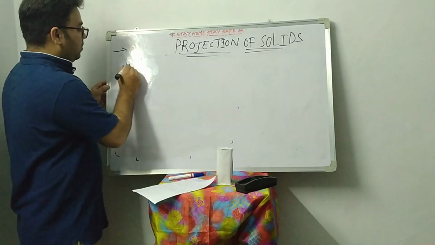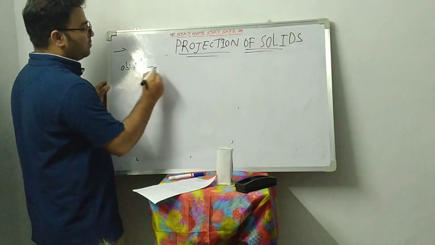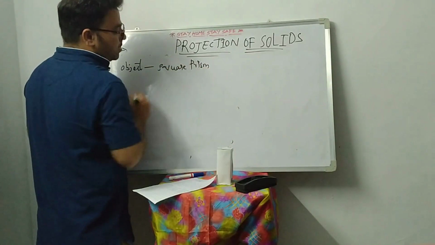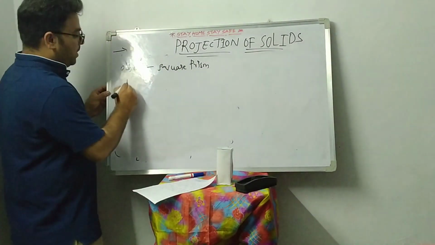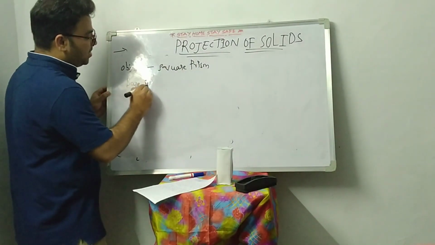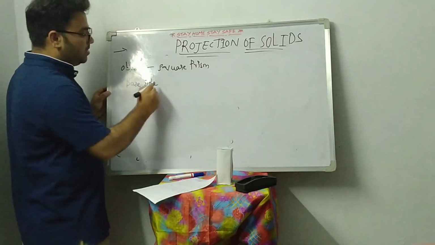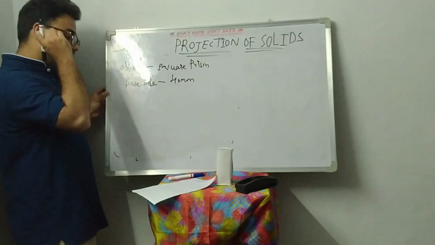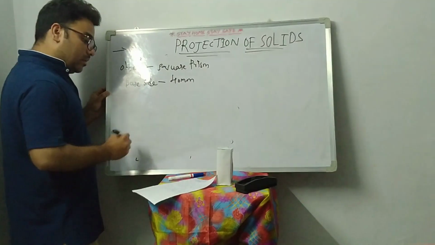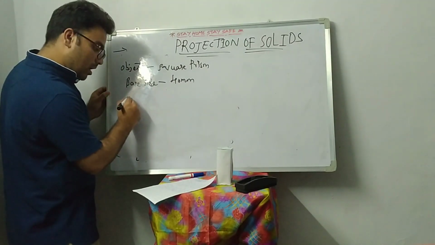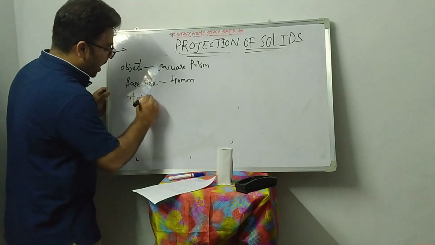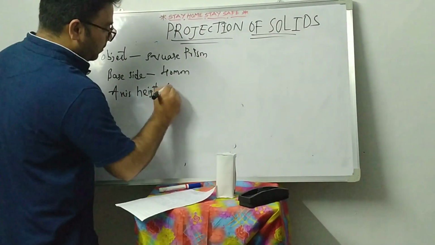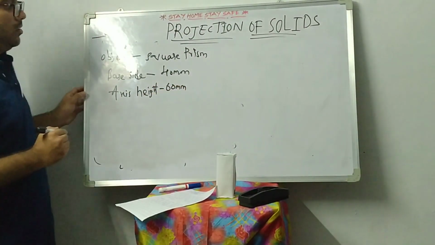So what is our object in the problem? The object is a square prism, and the base side or edge is given. It is having a length of 40 mm, and along with that the height is mentioned. The axis height is how much? 60 mm.